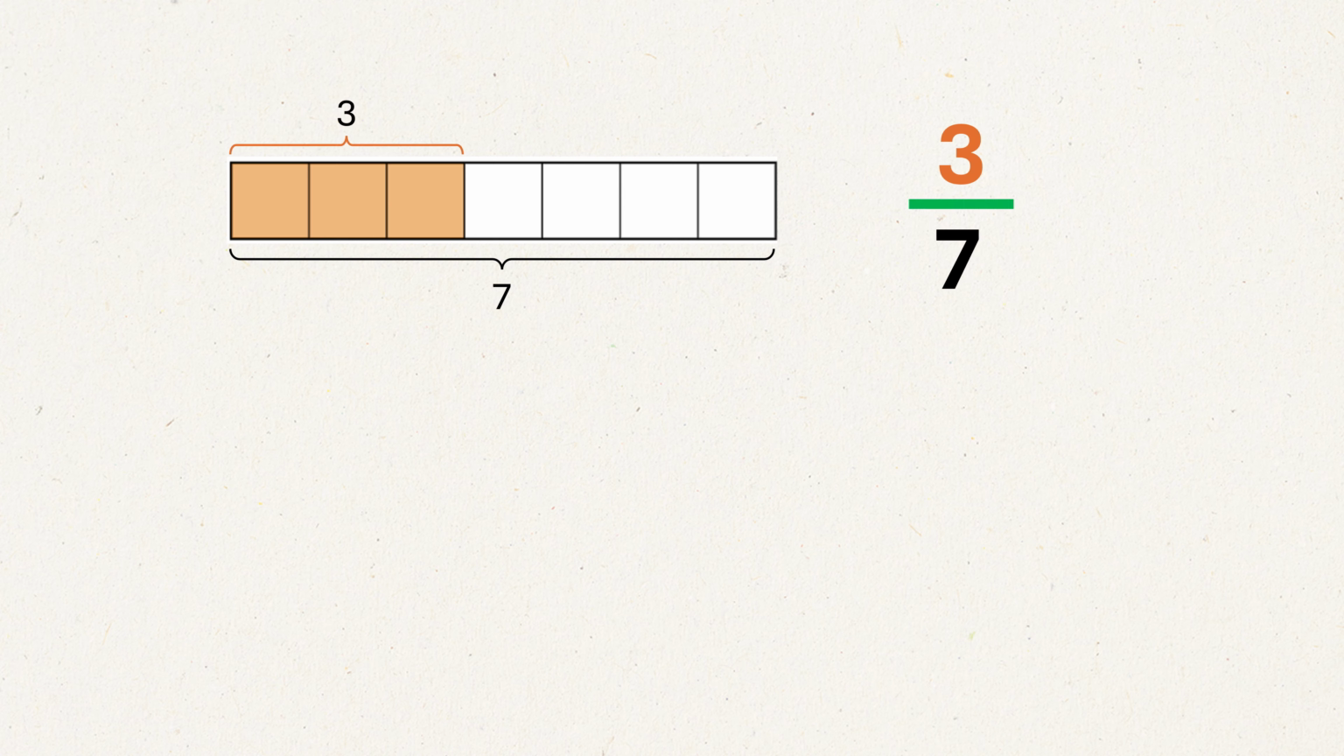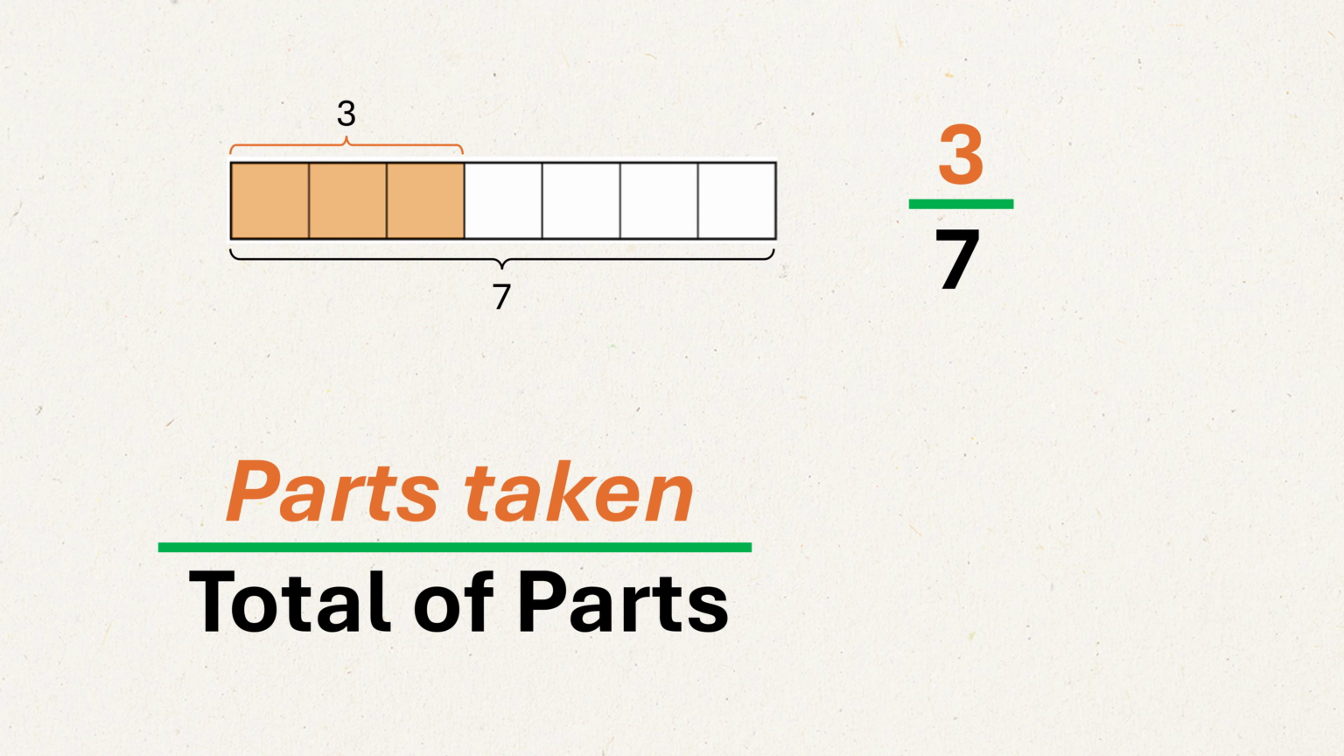Here's another example. We have a long bar divided into 7 equal parts, and we color 3 parts orange. The fraction of the oranges is 3/7. The bottom number tells us the total number of parts. It is called the denominator. The top number tells us how many parts we have. It is called the numerator.